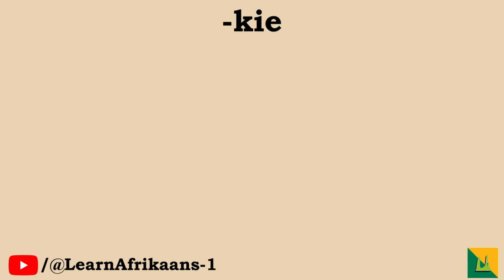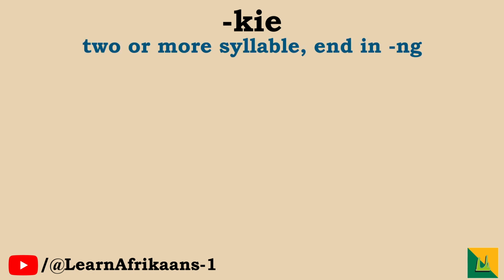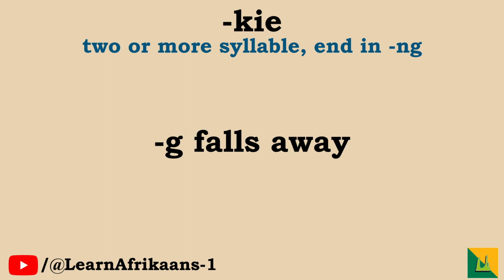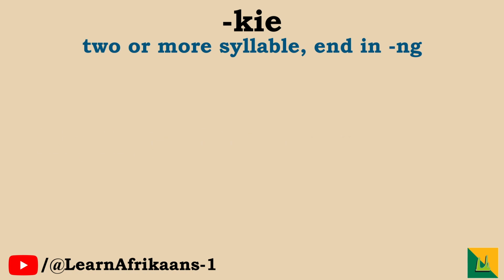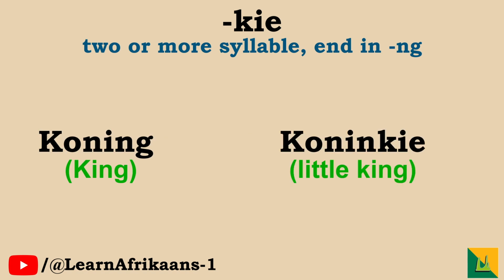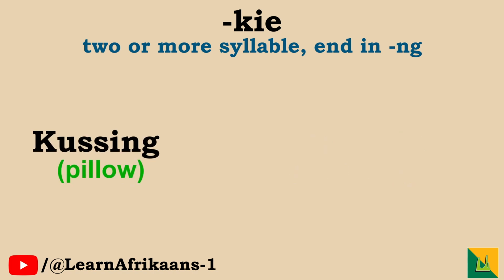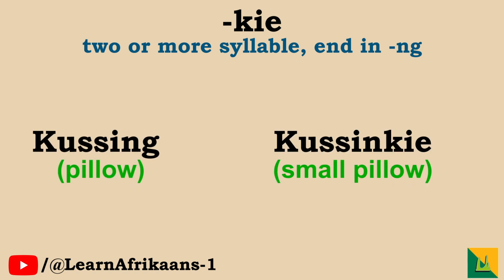We already went over the one-syllable words ending in ng. But what happens for the two or more syllable words ending in ng? Then you get kie, but in these cases the g also falls away. Soos koning, koningkie, kussing, kussingkie.